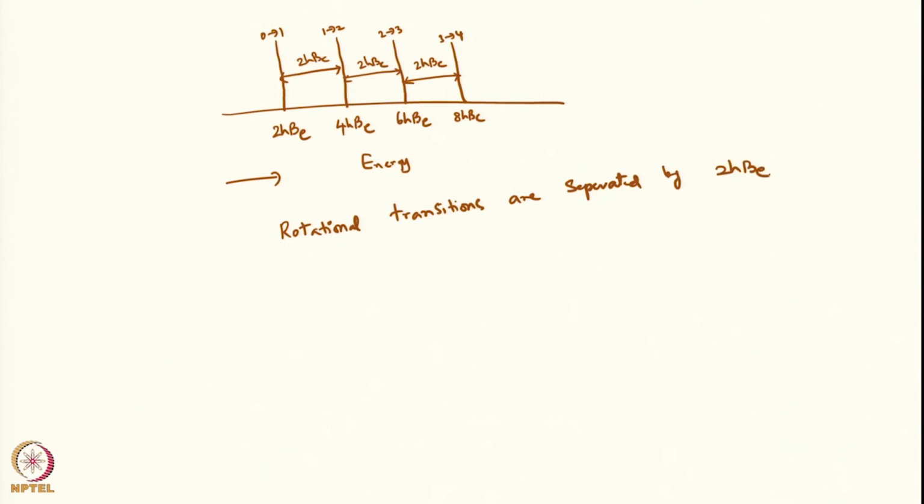By the way, in some textbooks this is also written with h absorbed into B_e, and then you also get 2B_e', let us say B_e', where B_e' is equal to hB_e. So, they are equally spaced rotational lines, and each of them will be a geometric progression.